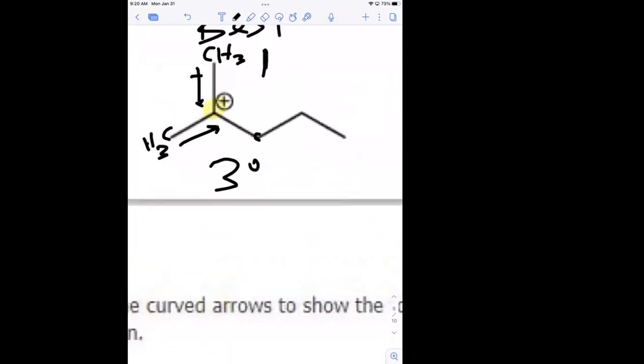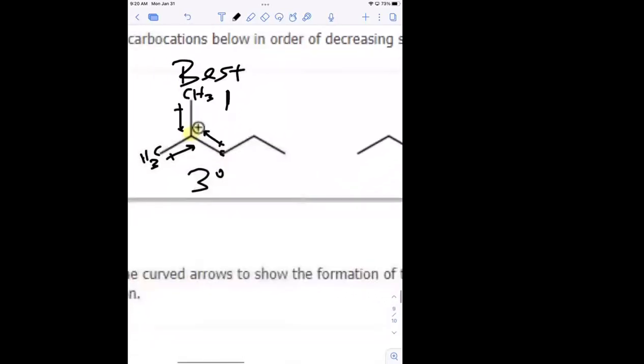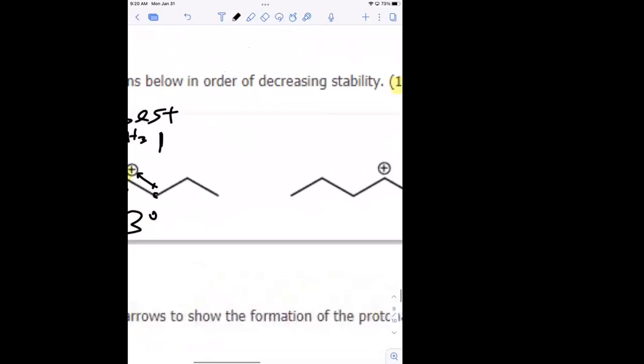Boom, like that, and like that. The more carbon-carbon single bonds you have around that charge, the happier it is, right? Because all those electrons in those bonds are going to get pulled towards that positive charge. We gave it a special name. We called it hyperconjugation, which is really just a fancy way of saying induction.